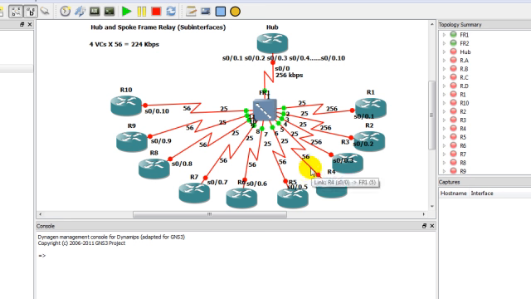So to solve this problem, it's actually not very good to configure 56 for these 3 lines, because there are 256. So what is the solution here? The solution is to use point-to-point sub-interfaces.